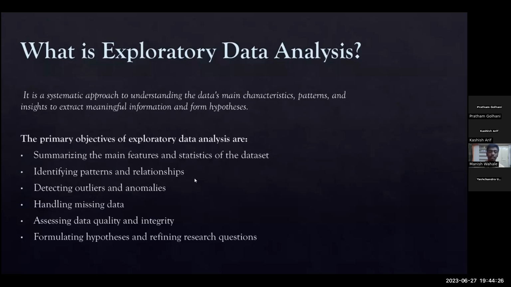The primary objectives of exploratory data analysis: it is used for summarizing the main features and statistics of the dataset. Summarizing the main features means the data contains metadata, which tells us about the data itself. So we summarize what the data tells us and the statistical information, like mean, max, median, etc., about the data features.